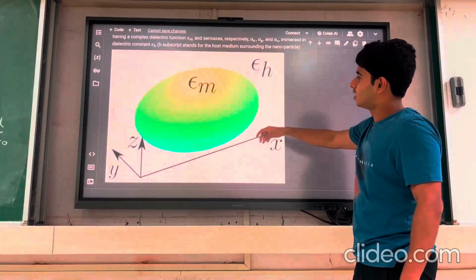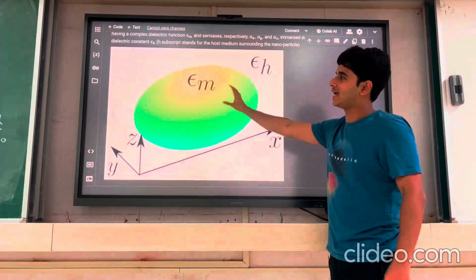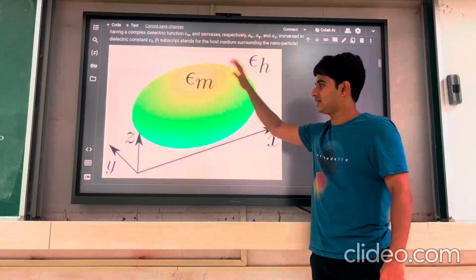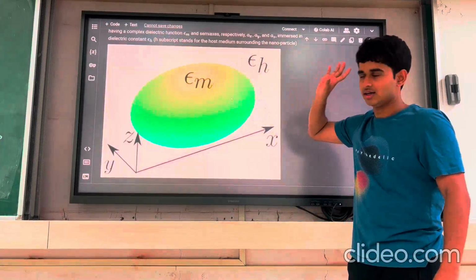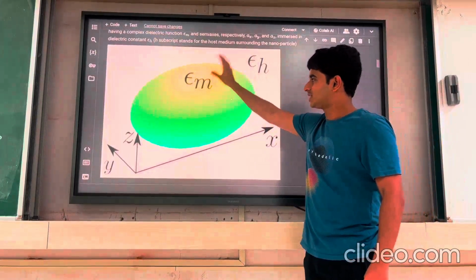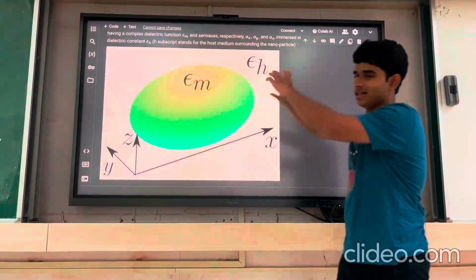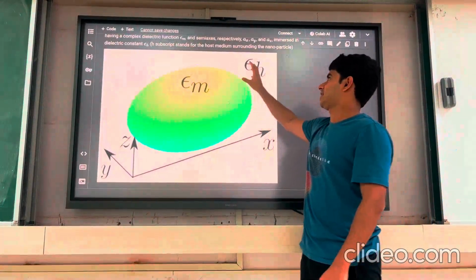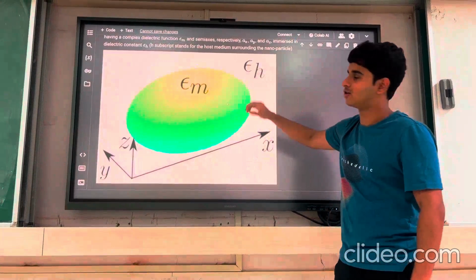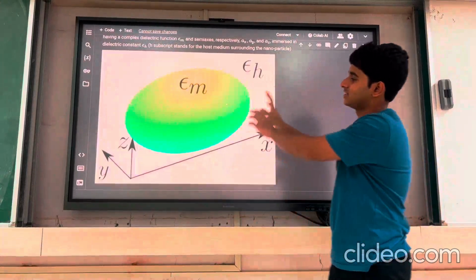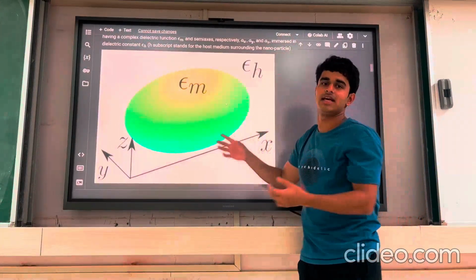Yeah, so we start off with the general shape of the nanoparticle. We assume that it's an ellipsoid and not a sphere. So this ellipsoid has a dielectric constant of epsilon m, while the surrounding medium has a dielectric constant of epsilon h. H stands for host. It has semi-axes a_x, a_y, a_z to characterize its ellipsoid shape.